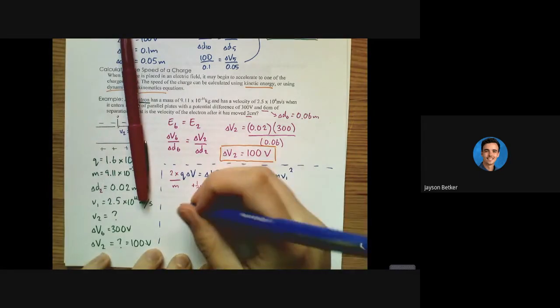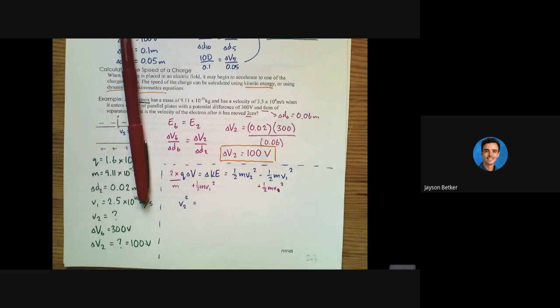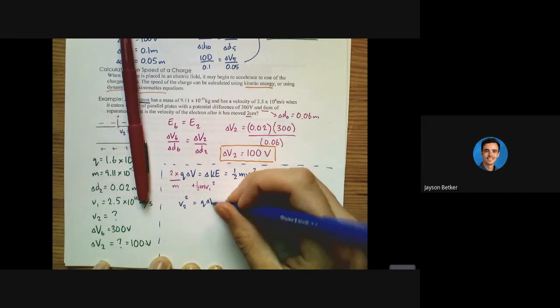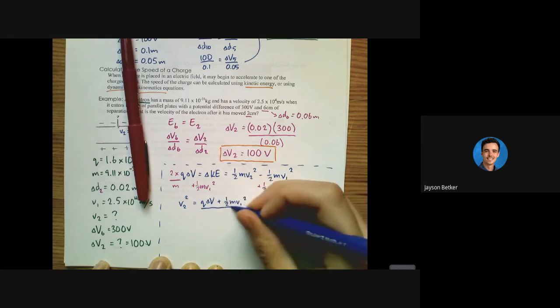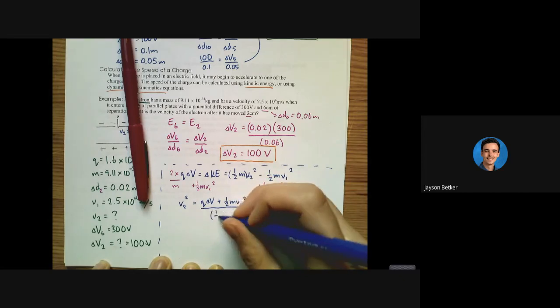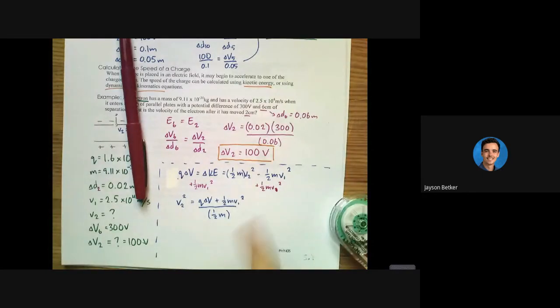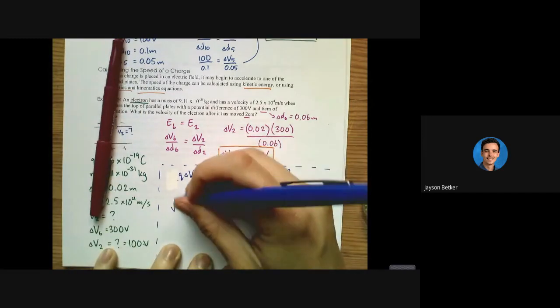Let's write it all out. V2 squared, let's keep it as squared, is equal to Q delta V plus 1/2 mv1 squared, I'm just going to keep this as a whole chunk together, divided by 1/2 m. Maybe that is a little bit more straightforward. So I just divided by 1/2 m because it was multiplied by v2 squared. And then what we end up doing is taking the square root of both sides.